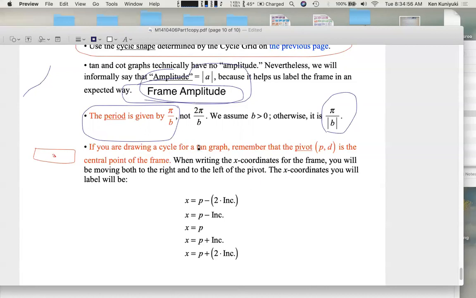Now, when drawing a cycle for a tangent graph, remember that the pivot, PD, is going to be the central point of the frame, the center point. It's the left center point for all five of the others, including cotangent. That will correspond to the origin, or where the origin used to be.